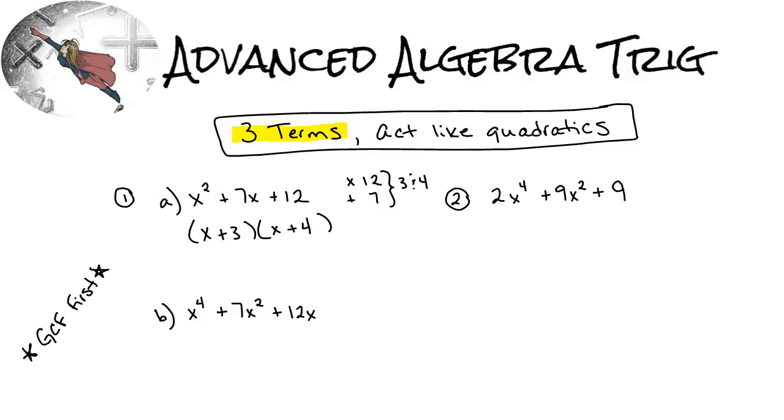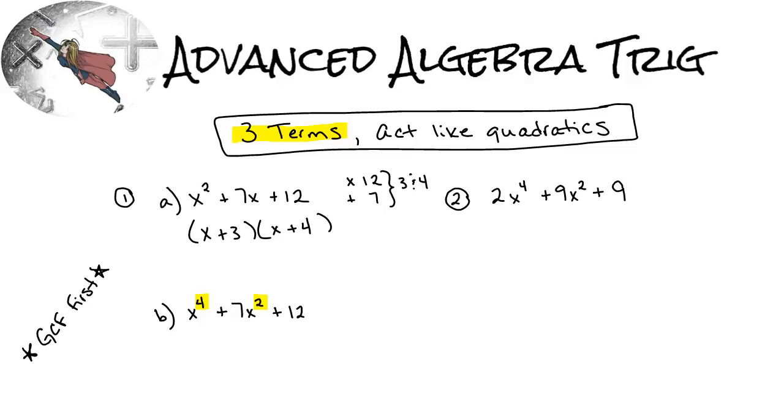Now the reason I wrote that example down is to show you how number 1b works. 1b almost looks the same, but it has x to the 4th power and x to the 2nd power, and I did not mean to write an x right there. Okay, so that's what it should have been. X to the 4th plus 7x squared plus 12.